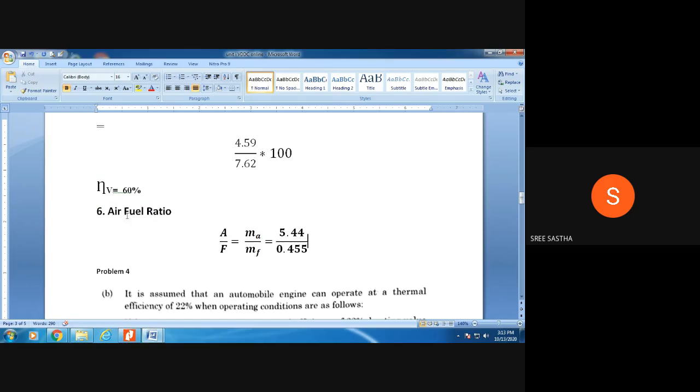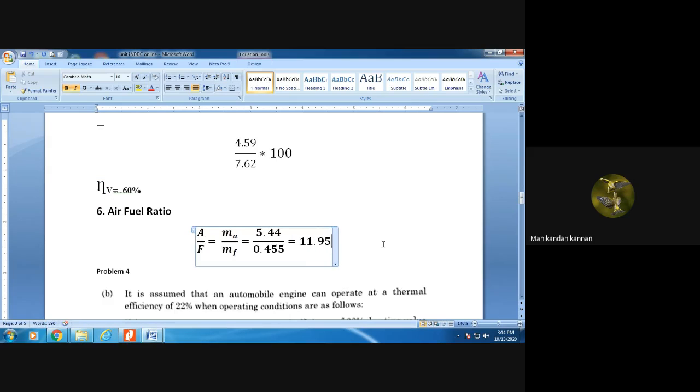Okay, now sir, see, air fuel ratio is mass of air divided by mass of fuel. Either it can be on mass basis or on volume basis. If I'm saying A by F, mass of air should come in the numerator and mass of fuel in the denominator. If I'm saying F by A, mass of fuel should come in the numerator and A in the denominator. So you try to find out what is the air fuel ratio. 11.95. Okay, good.